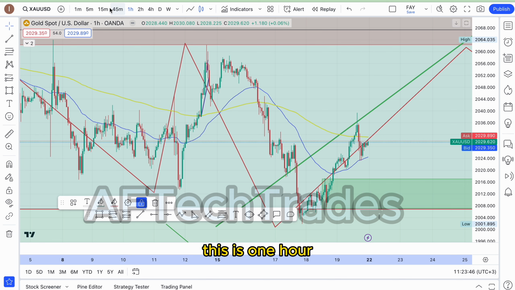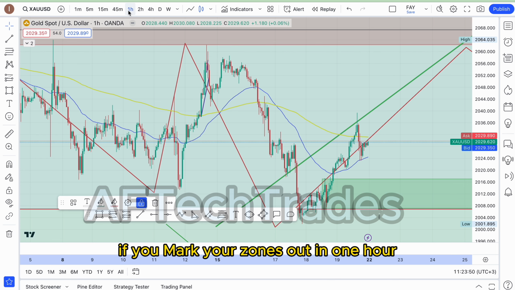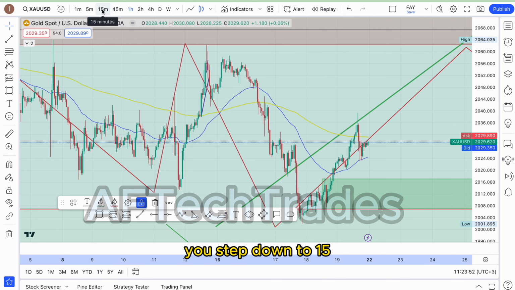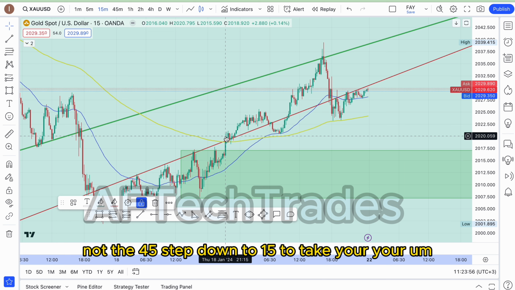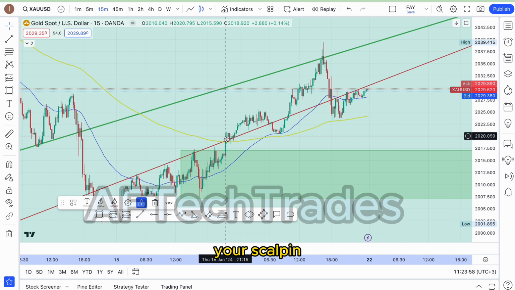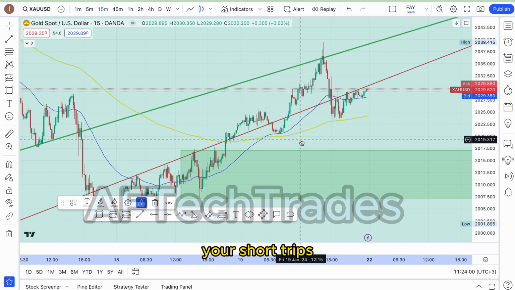This is 1 hour. Then if you do the setup, if you mark your zones out in the 1 hour, you step down to 15, not the 45. Step down to 15 to take your scalping. You call it scalping, your short trades.